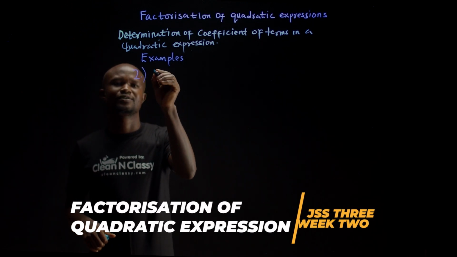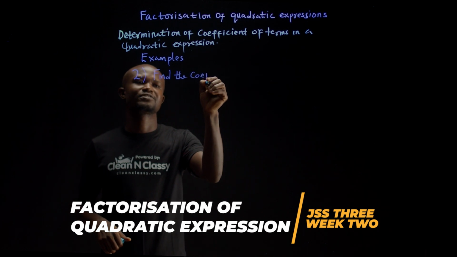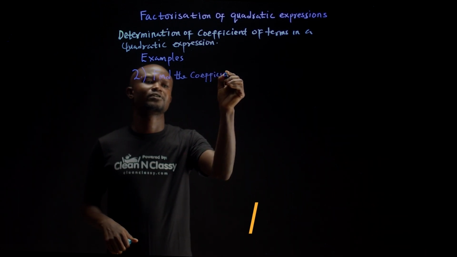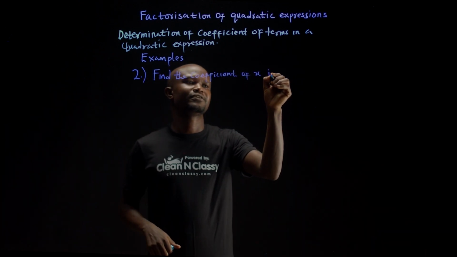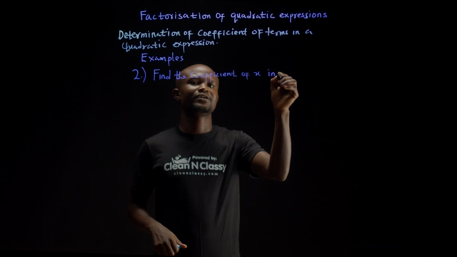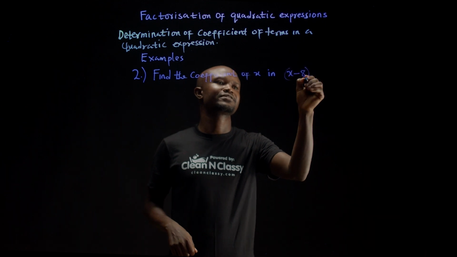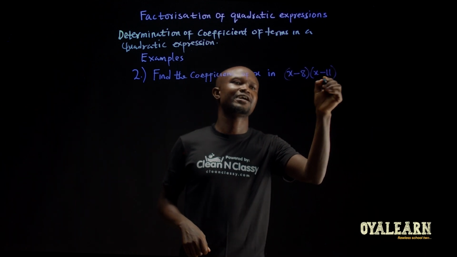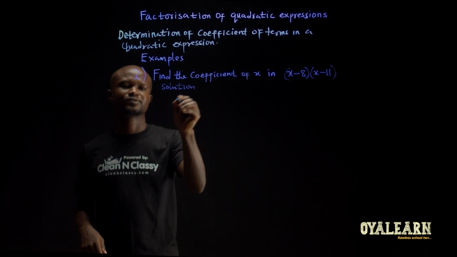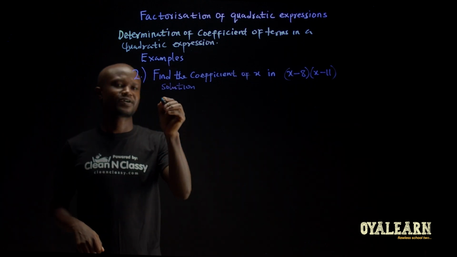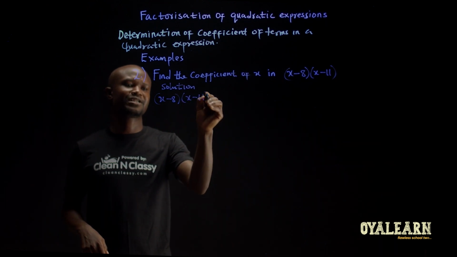2. Find the coefficient of x in (x minus 8)(x minus 11). Solution. We have (x minus 8) into bracket (x minus 11).